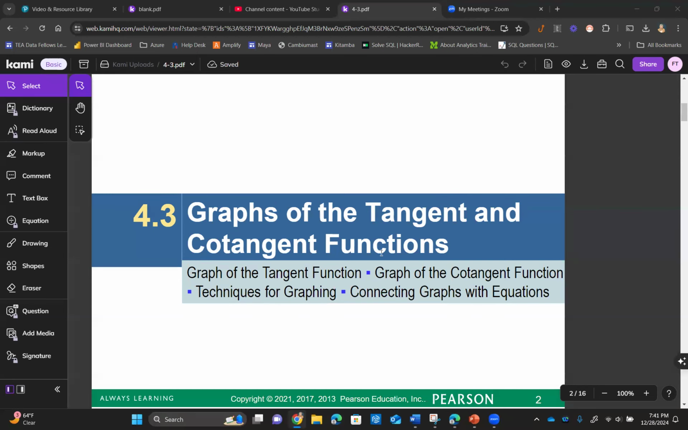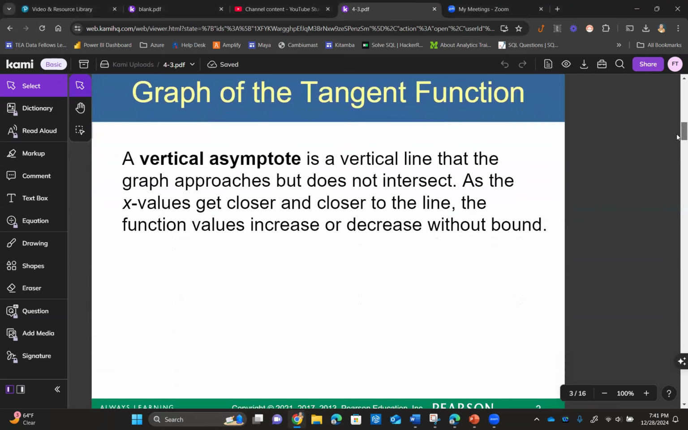Lesson 4.3 is called Graphs of the Tangent and Cotangent Functions. So the most important thing about the graph of the tangent function and the cotangent function is that we will have a new thing that we didn't have in the sine and cosine functions.